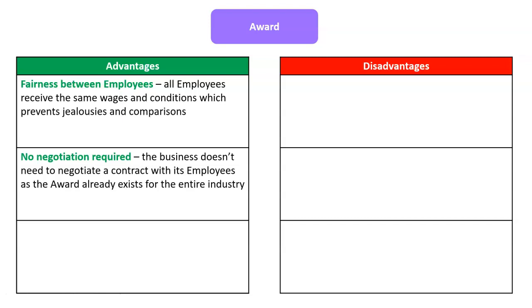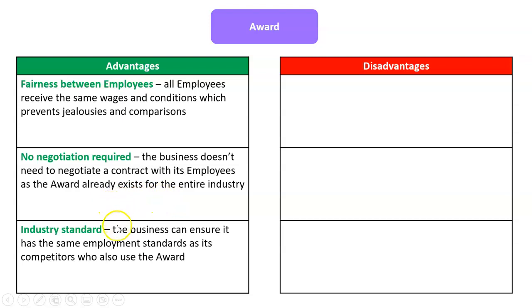It's already been done by the unions and the industry. And what that means is I don't have to do any negotiating. I can just go to all my employees. I can go to the website, print off the award and go, here it is. There's your employment contract. So that's a real advantage. And the last one, it's the industry standard. So, if I use the award, I know I'm not going to be paying less than any other miner. So it gives everyone the same employment standards as competitors who also use the award.